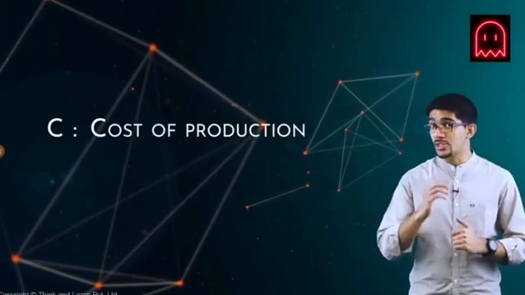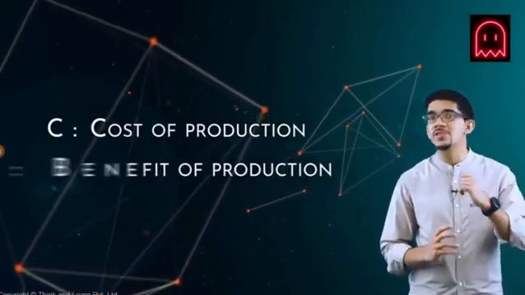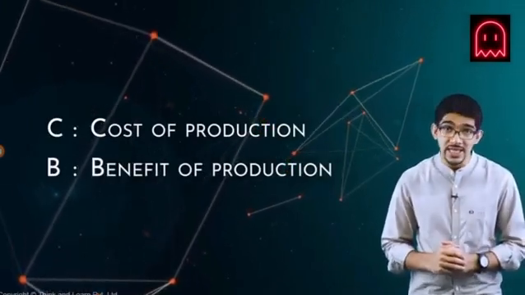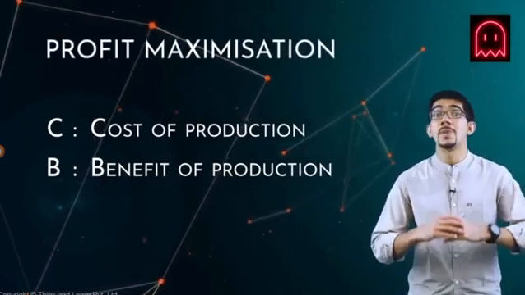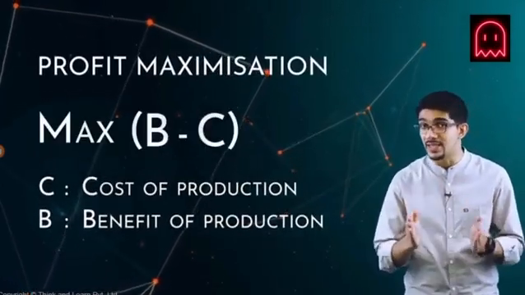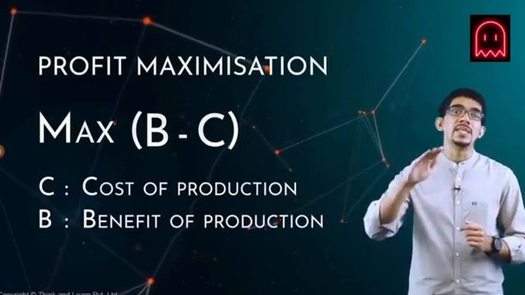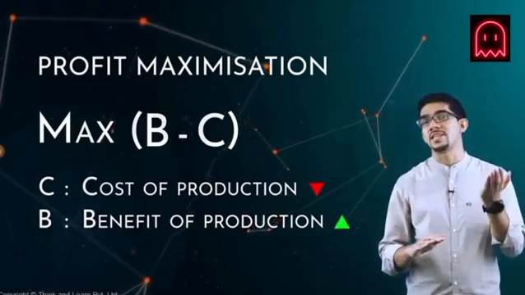So in the end, what can we summarize? C is the cost of production, B is the benefit of production, that is the revenue they get, and the aim is profit maximization, that is maximize B minus C, which essentially means minimize costs and maximize revenue.